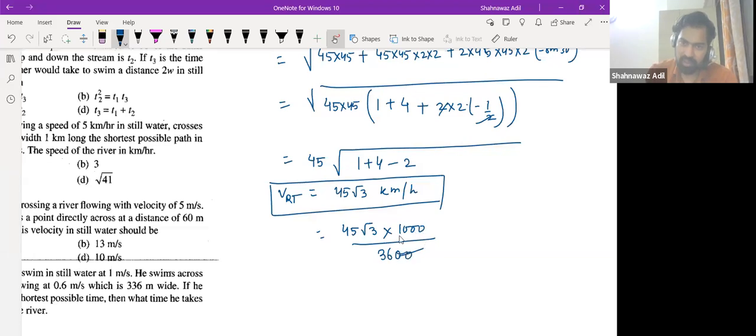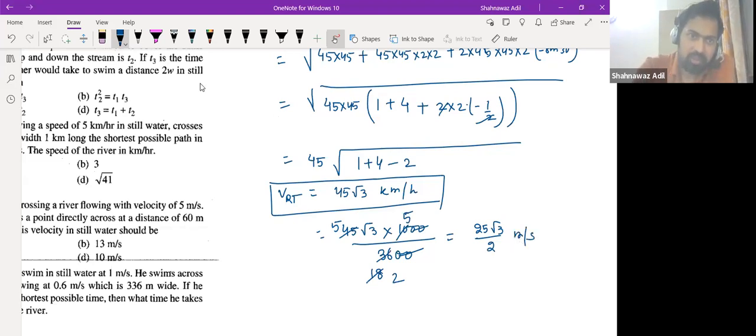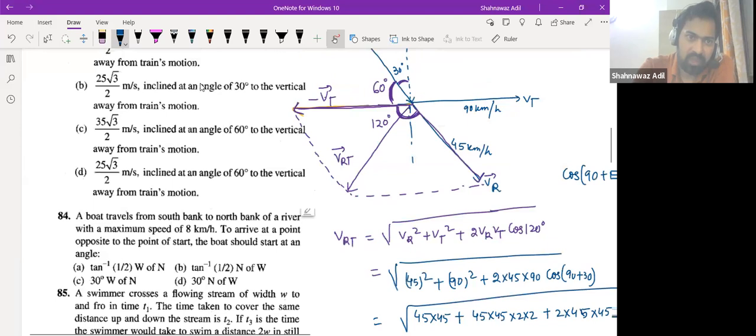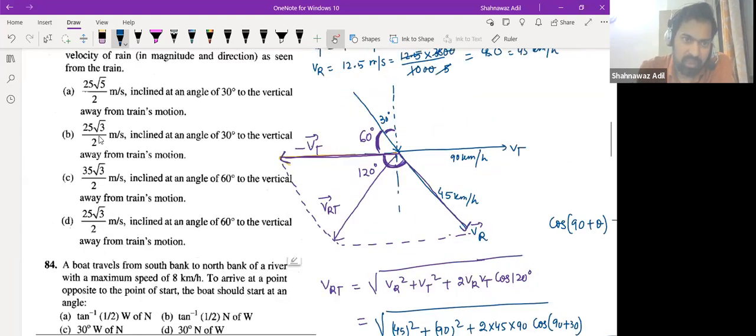So this cancels, and this is 5, and this is 18. 9 twos are 18, 9 fives are 45. So 25 root 3 by 2. This is the answer, right? So we have 25 root 3 by 2 meter per second.